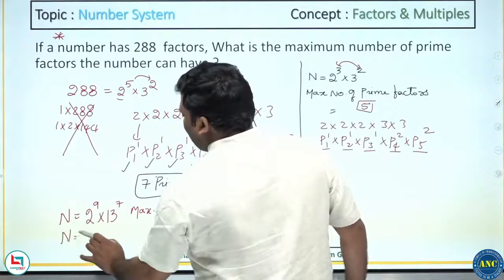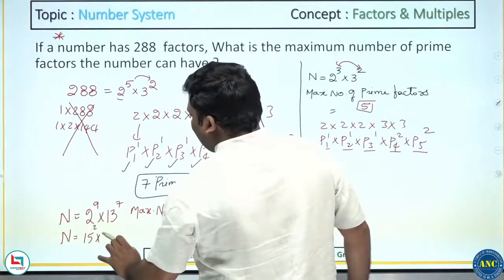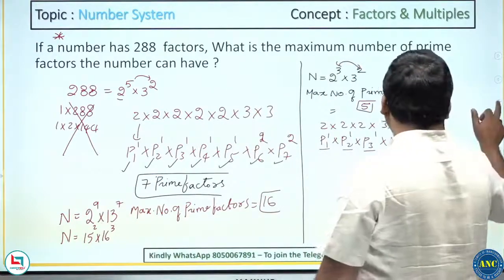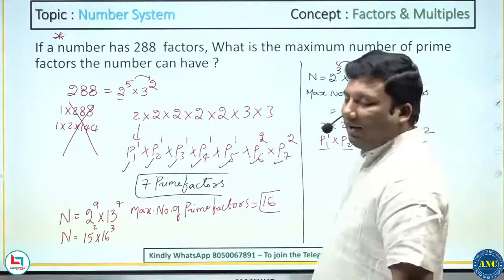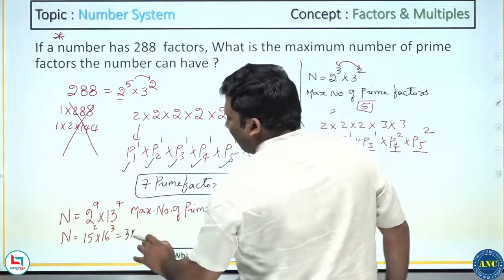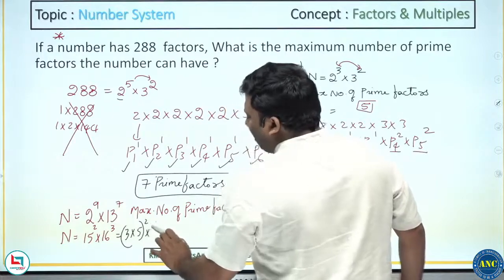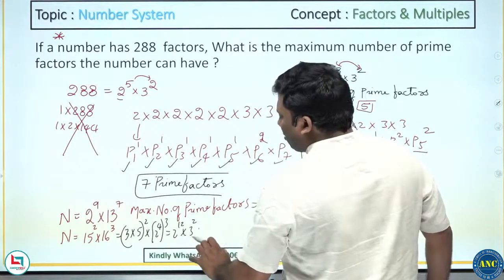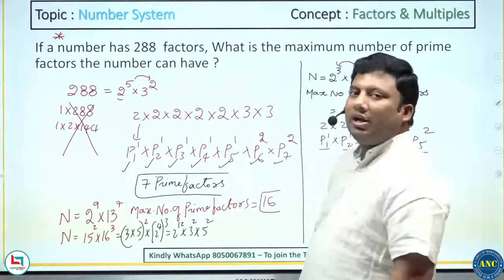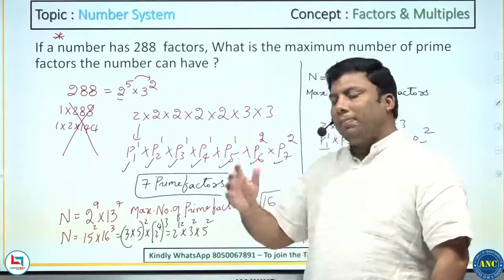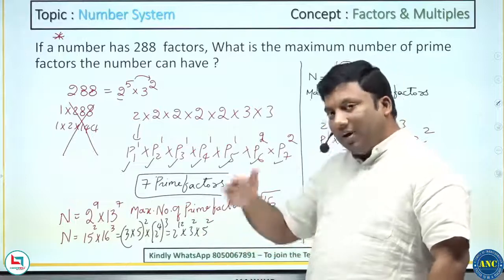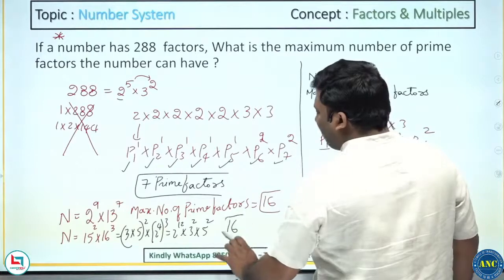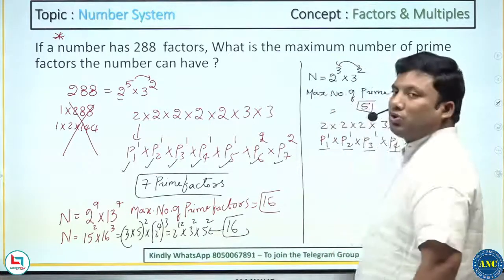If n is equivalent to 15 square into 16 cube, what is the maximum number of prime factors it can have? 15 is 3 into 5 whole square. 16 is 2 power 4 whole cube, which is 2 power 12. So the number is 2 power 12 into 3 square into 5 square. 2 is multiplied 12 times, 12 prime factors. 3 multiplied 2 times, 5 multiplied 2 times. What will be the answer for this question? It is 12 plus 2 plus 2, which is 16.